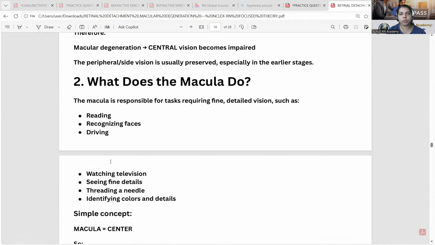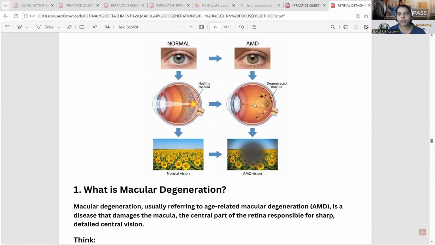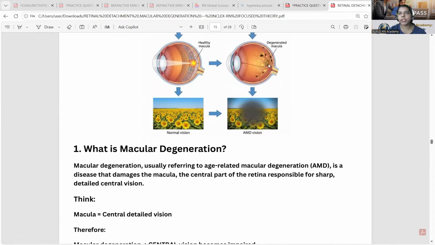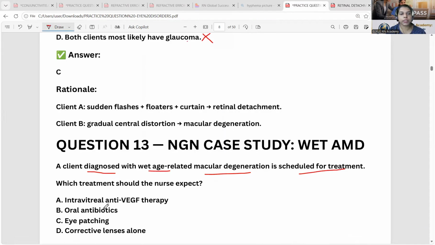Okay, so I can see this one is the macular. If it is wet, there may be the presence of fluid or blood. So the question is asking what treatment the nurse should expect. First we need to know what age-related macular degeneration is.